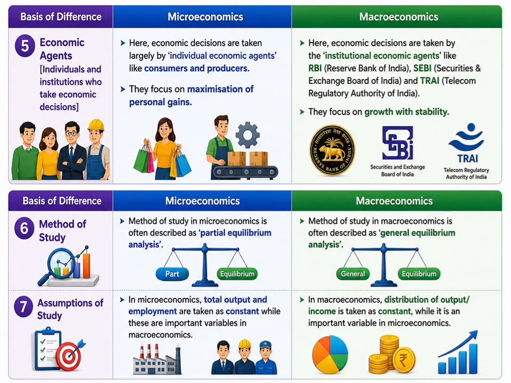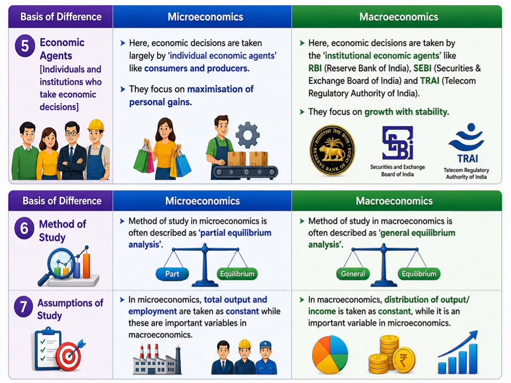Next, macroeconomics. It studies the whole economy together. It considers all markets, all industries, consumers, producers, and the government. Example, if petrol price increases, transport cost will also increase. Then the prices of vegetables, milk, and many other goods may also increase. Macroeconomics studies these overall effects on the economy. That is why it is called general equilibrium analysis.